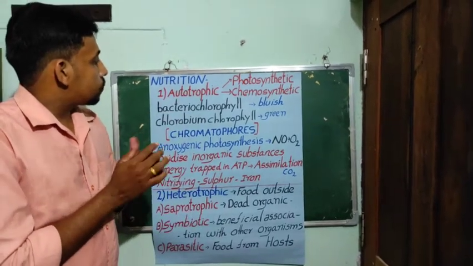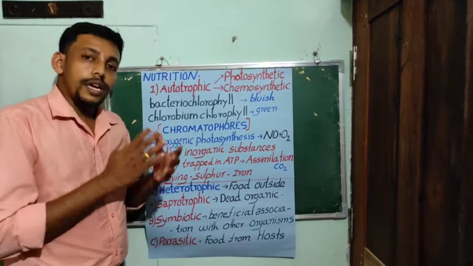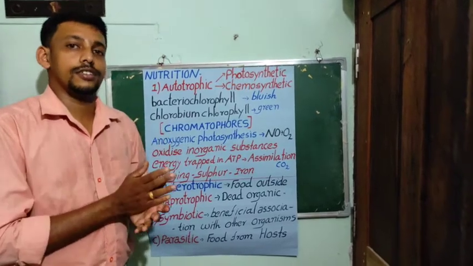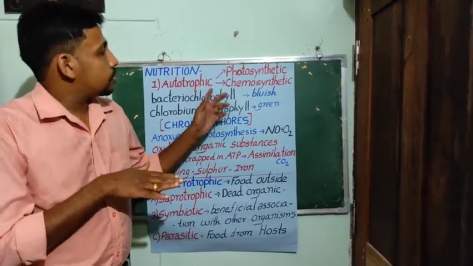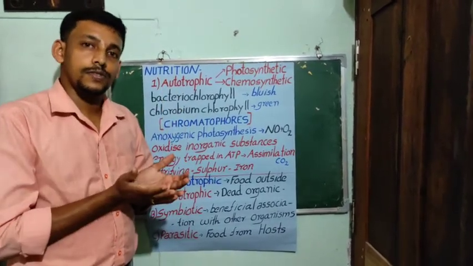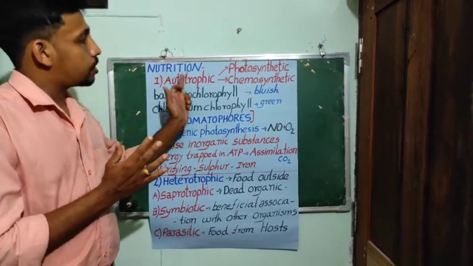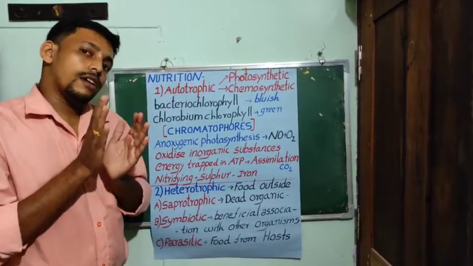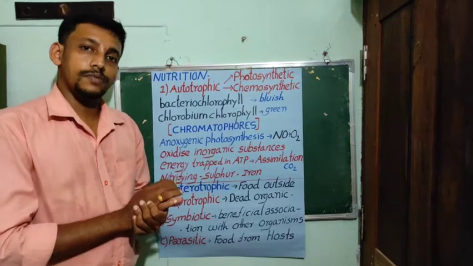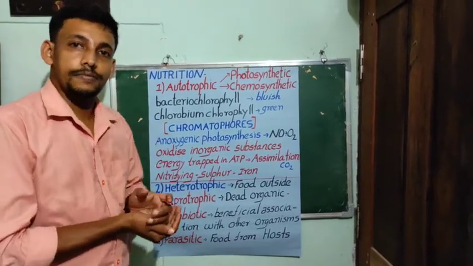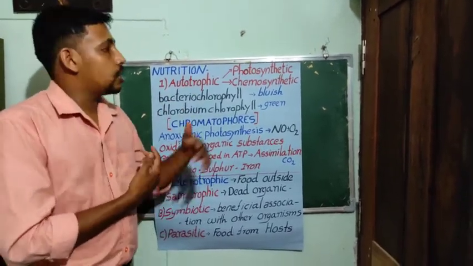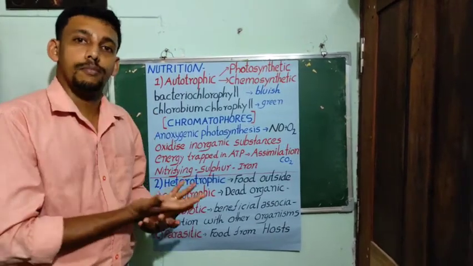In the case of the autotrophic bacteria, these bacteria can make their own food by using the solar energy, the light energy, or maybe by using the chemical energy. So they can make their own food. So they are known as what? The autotrophic bacteria. If they are using the solar energy, they are known as photosynthetic bacteria or photoautotrophic bacteria. If they are using the chemical energy, they are known as chemosynthetic or chemoautotrophic bacteria.